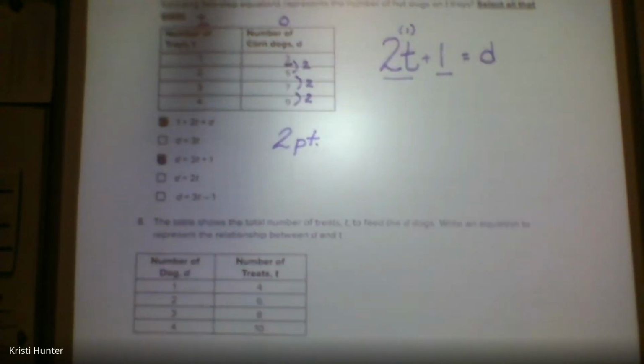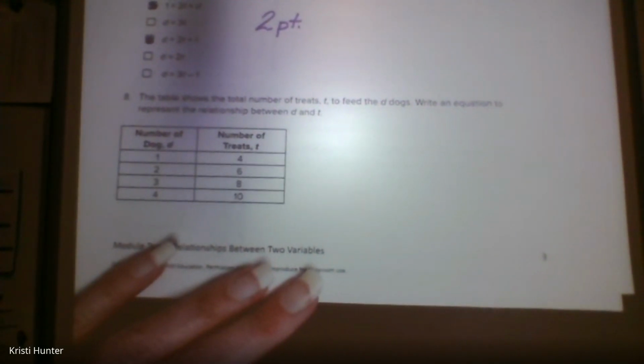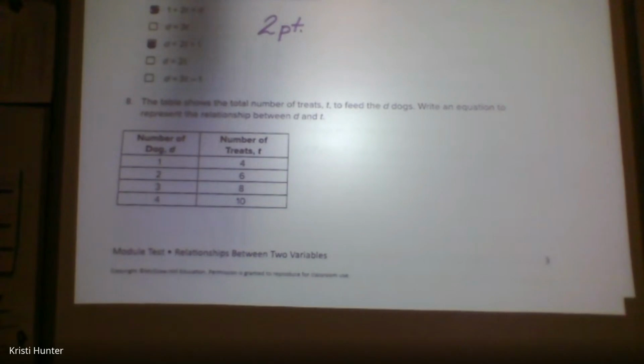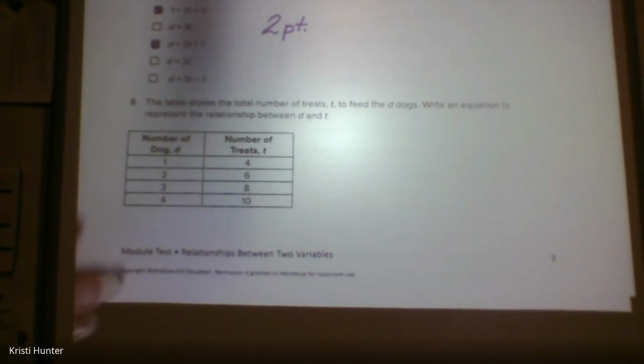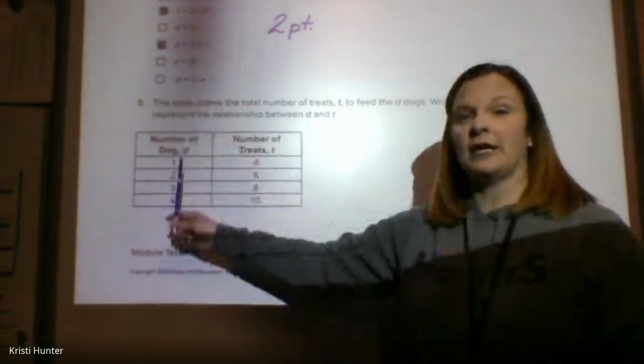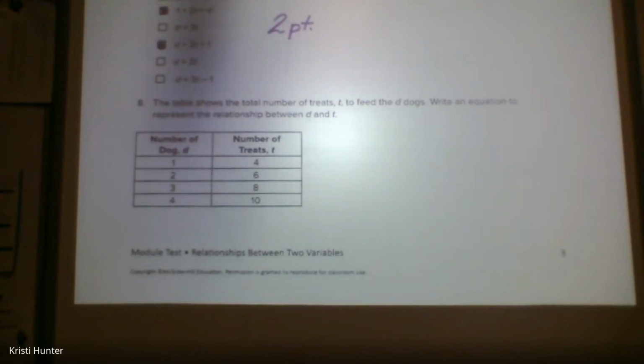So number 8. The table shows the total number of treats, T, to feed the dogs, D. Write an equation to represent the relationship between D and T. So again, this whole page has been the same type of problem. They give you the input, they give you the output. You have to come up with that rule.